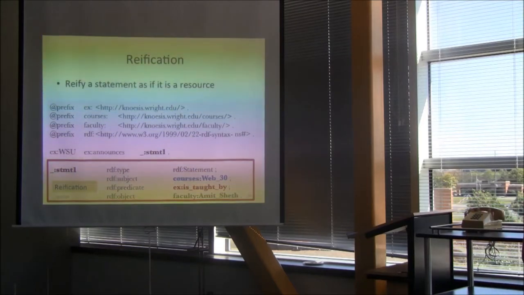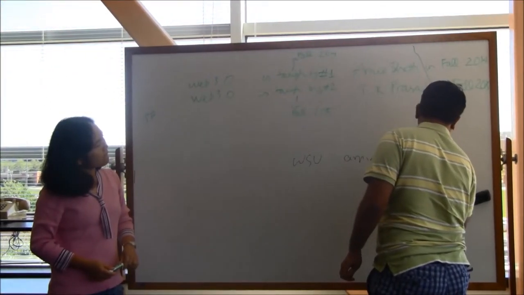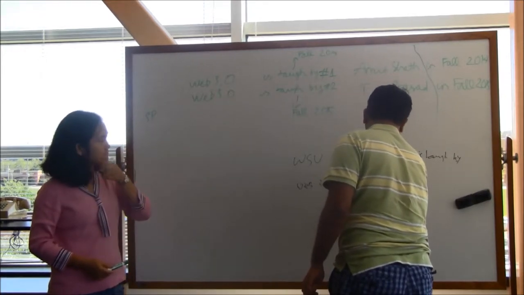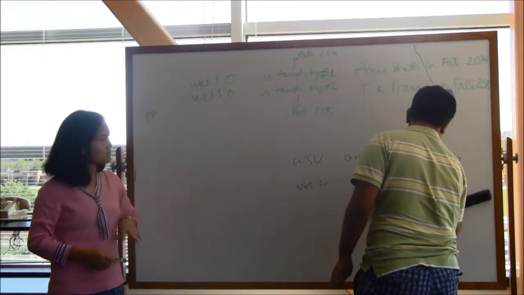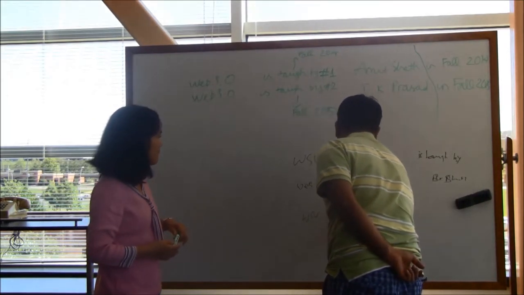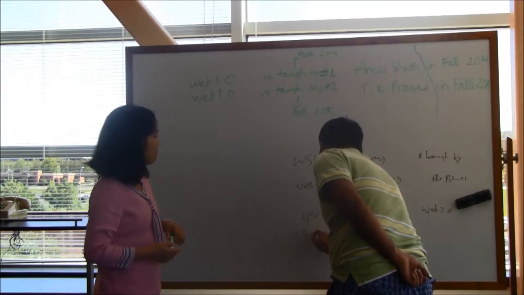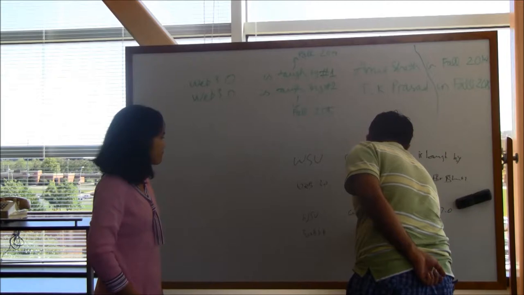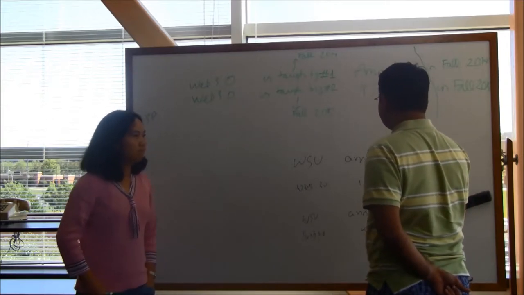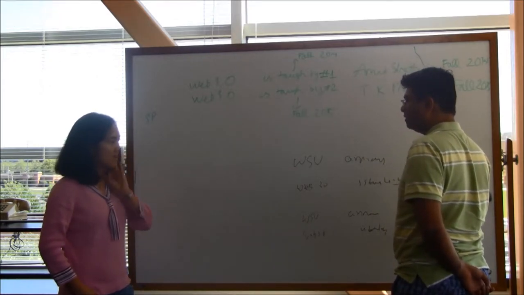In the solution, it was WSU announces web 3.0 is taught by, and then web 3.0 is taught by Dr. Chet. But if I do WSU announces web 3.0, and web 3.0 is taught by Dr. Chet, just because of the temporal timing element, this is not going to stay valid in time. Is that so? It's going to change, yes.